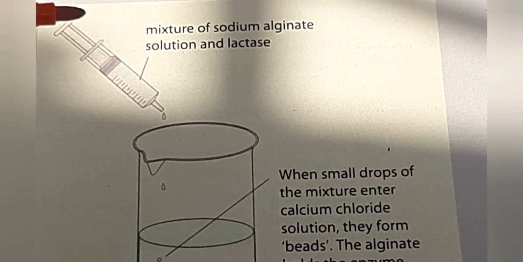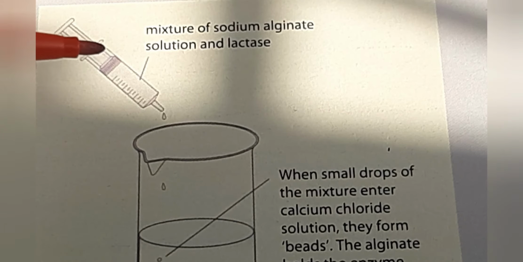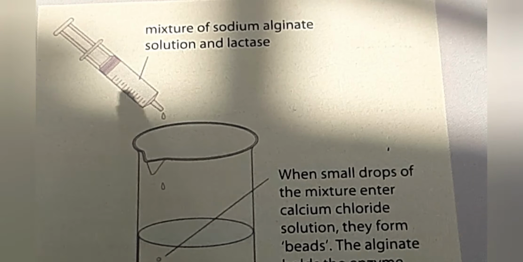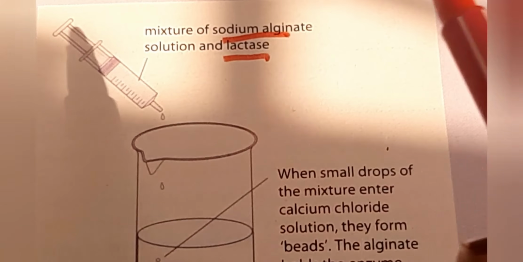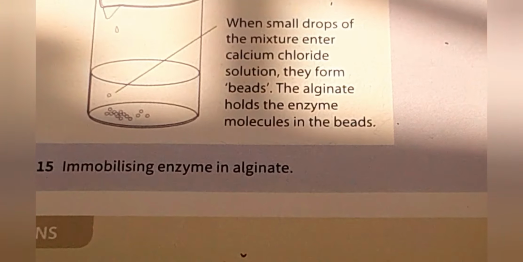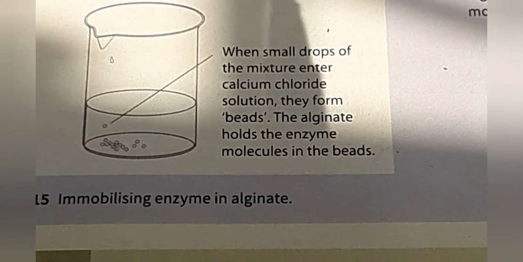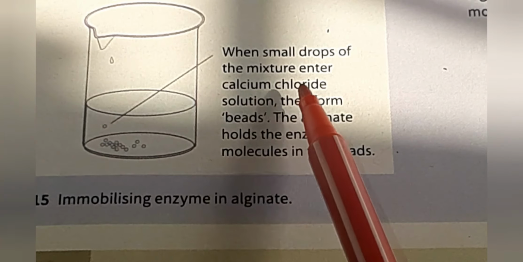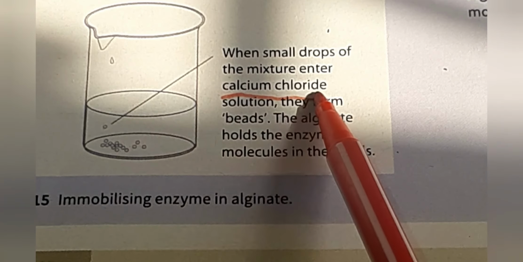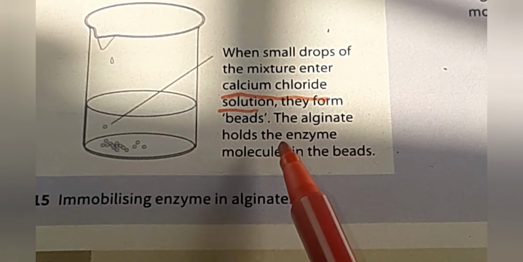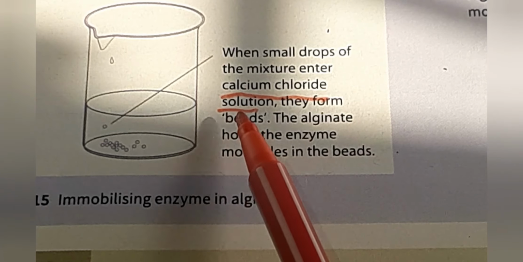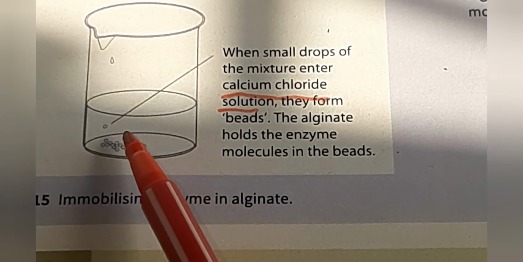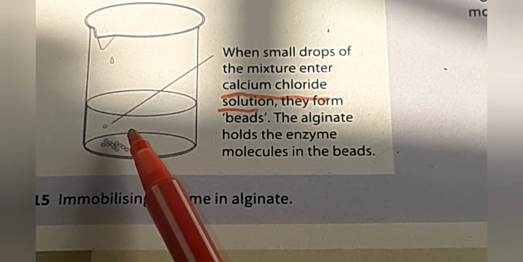So this is a diagram of the mixture of sodium alginate solution and lactase. Two things here. What's that? That is sodium alginate and lactase. And here, small drops of the mixture enter calcium chloride. What's that? That is calcium chloride solution. So they form beads, and the alginate holds the enzyme molecules in the beads.